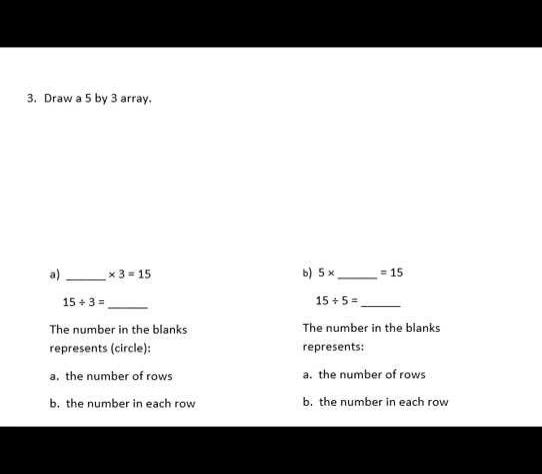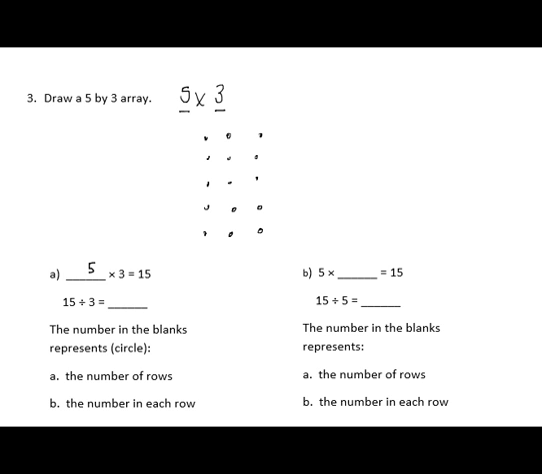So it starts by saying draw a 5 by 3 array. So if it's a 5 by 3, I can think of it as 5 times 3. The 5 tells me how many rows. The 3 tells me how many in each row. So I know I need 3 in each row, and I need 5 rows. So there's my multiplication array. I'm going to fill in the blank. I have 5 rows of 3.